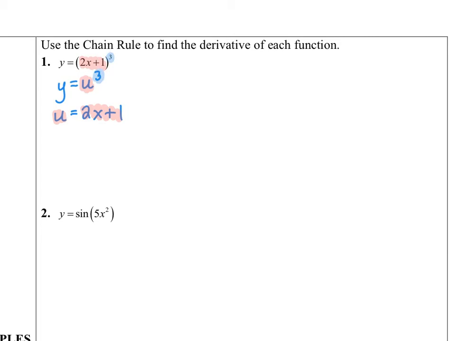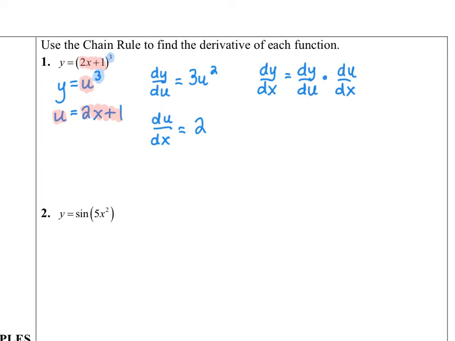The next thing I'm going to do is find the derivative of each one of these equations with respect to the variable that's within that equation. And this is where understanding that Leibniz notation is really crucial. So the derivative of y with respect to u is just going to be 3u squared. And the next statement wants the derivative of u with respect to x, and that is just going to be a 2.